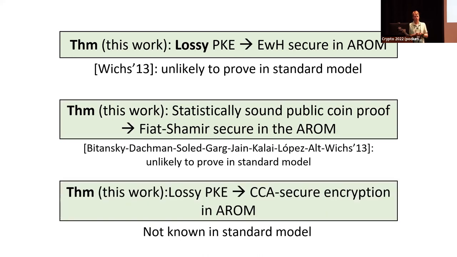And then finally, we look at the Fujisaki-Okamoto transform for getting chosen ciphertext secure public key encryption. Here we find that we can't just upgrade the public key encryption scheme to lossy and suddenly get the transform to work. So we designed a new protocol that's not very efficient, but the starting assumption is lossy public key encryption. And again, it's unknown whether lossy public key encryption can be used to build chosen ciphertext secure public key encryption. So this is again something that inherently uses the idealized model.